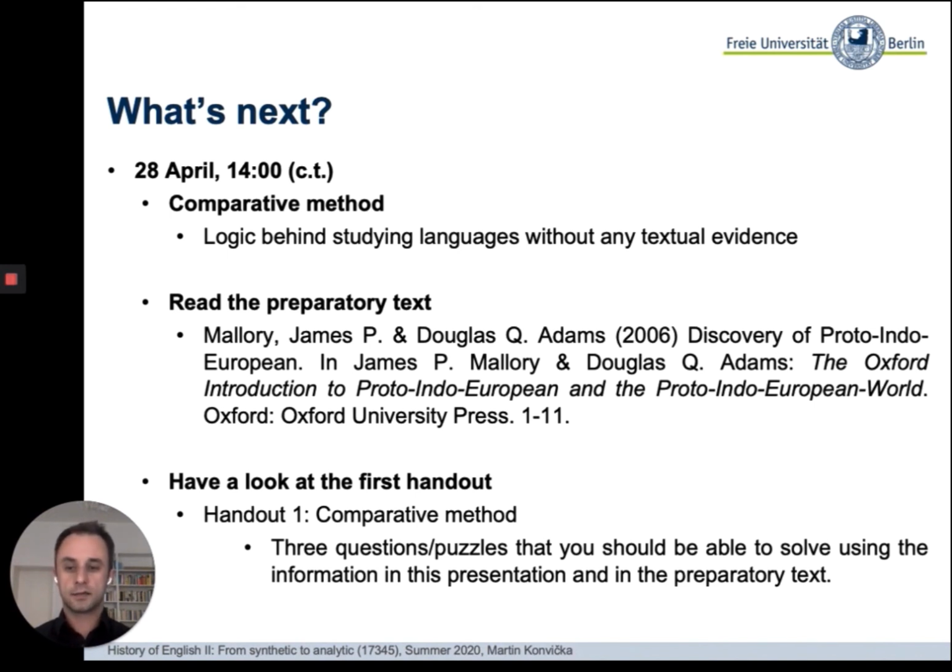And if you've watched this video and read the preparatory text, then take a look at the first handout that will be uploaded on Blackboard. It's called Handout 1, Comparative Method. On that handout, you will see a number of cognates, and your task will be to try to reconstruct the proto-form. All of the information that you need are in the texts and on the handout, and ideally you should be able to solve the puzzles, the questions that are on the handout. If not, or if you have any other questions, feel free to contact me at any time.